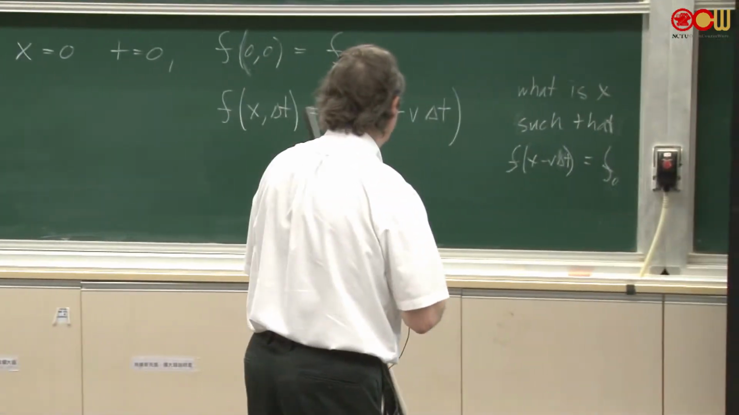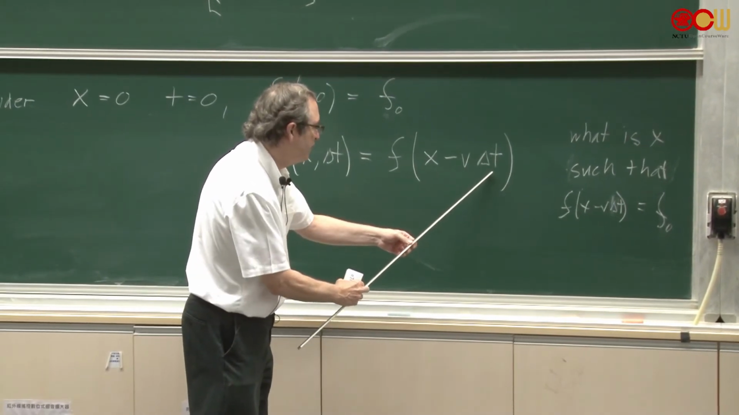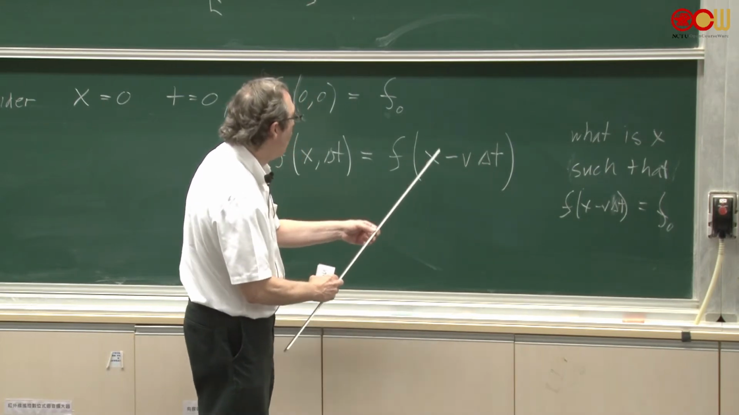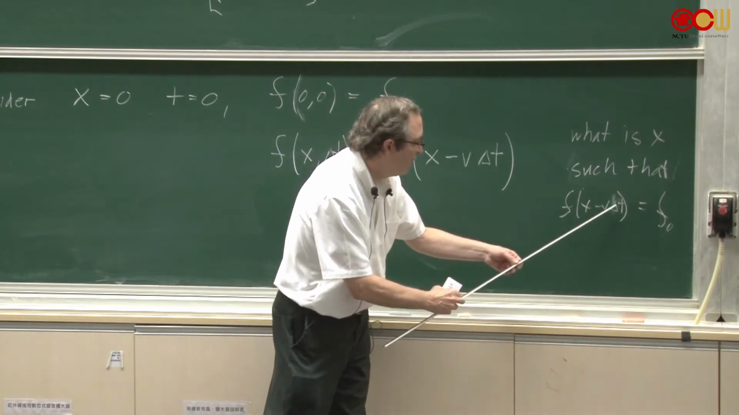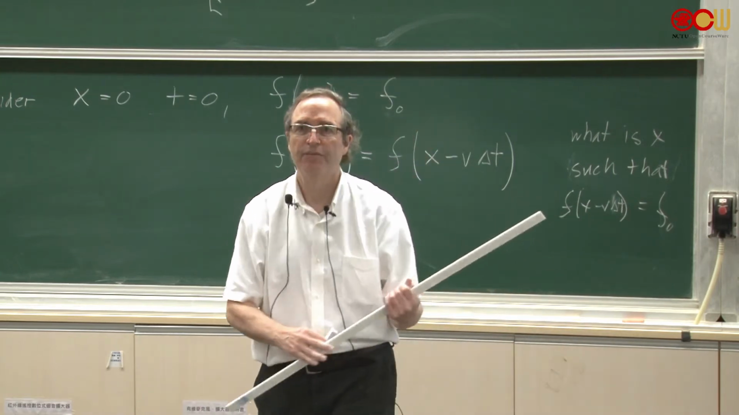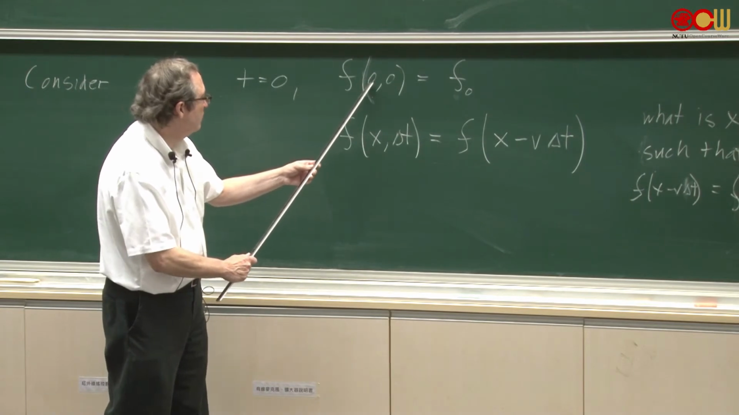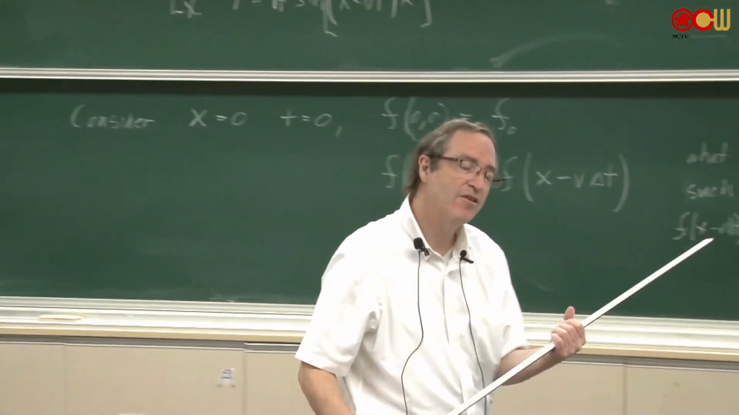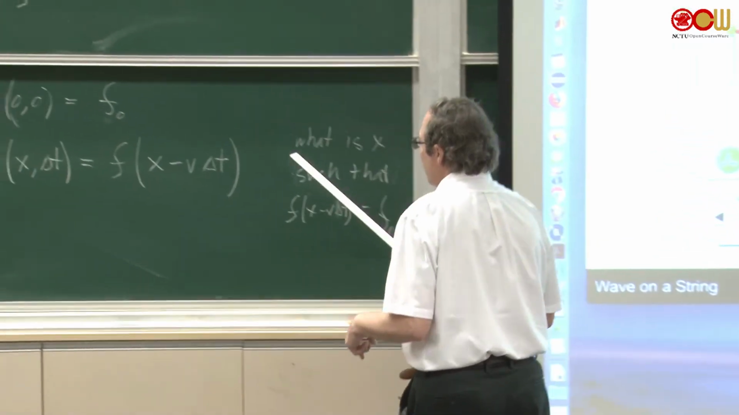So I want to know what value of x I can put in here. I have delta t at some later time. Delta t is positive. I have v. What value of x will this function, f of x minus v delta t, equal f0? Remember, f0 comes from putting x equals 0 and t equals 0 into this function. So can you see what value of x will give you the exact same value, f0?